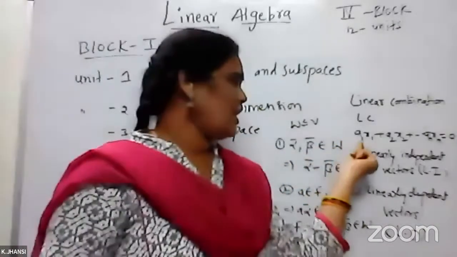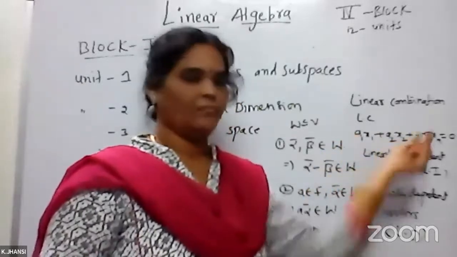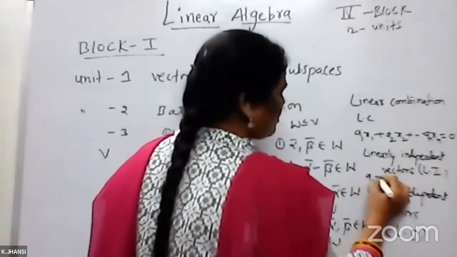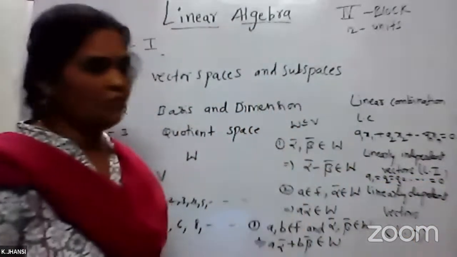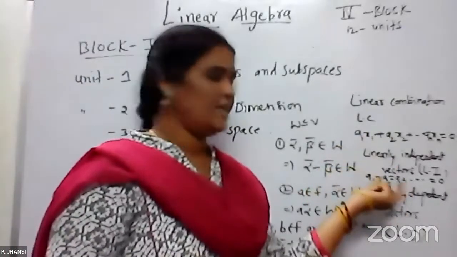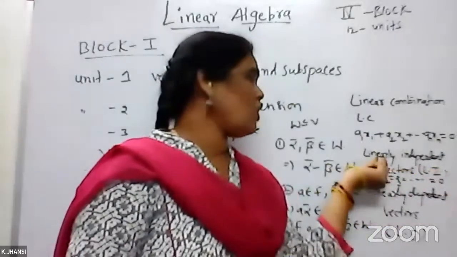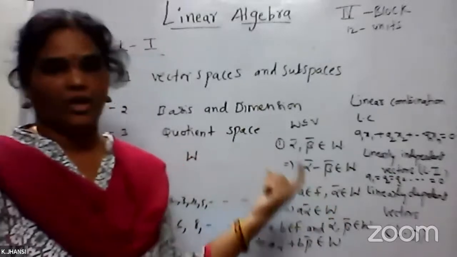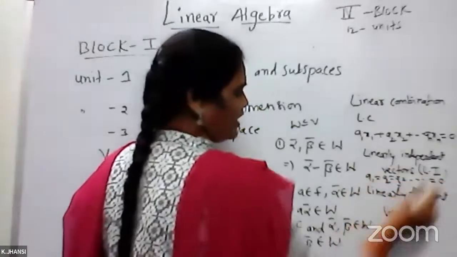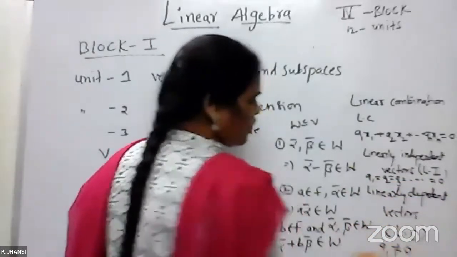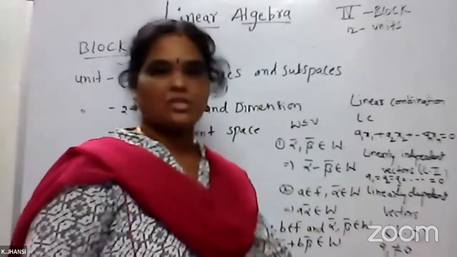So when you get a linear combination like this, if after solving it you get all the coefficients, that is a1 equals a2 equals a3 and so on, all zeros, then we call that linearly independent vectors. For linearly dependent, if any one of them is not zero, you may get a2, a3 values as zeros, but you may not get a1 as zero.